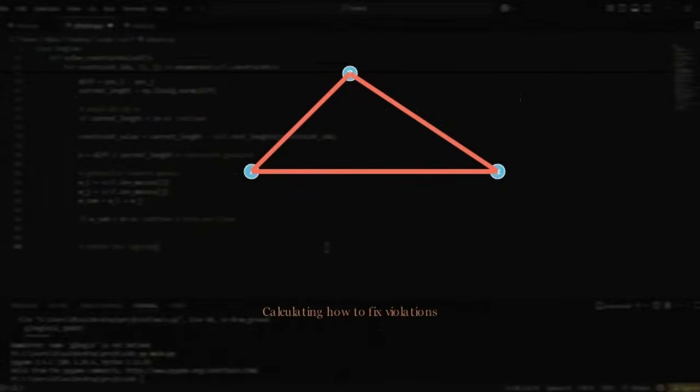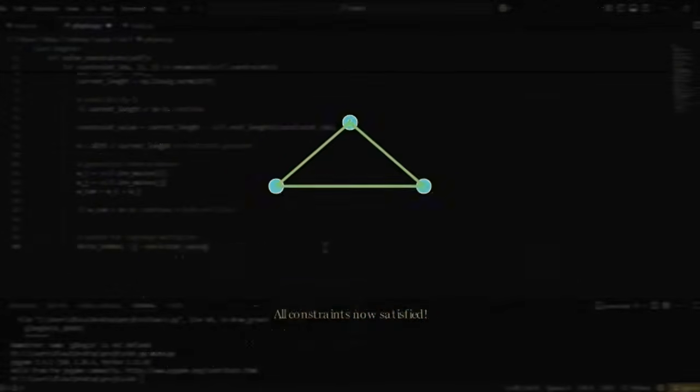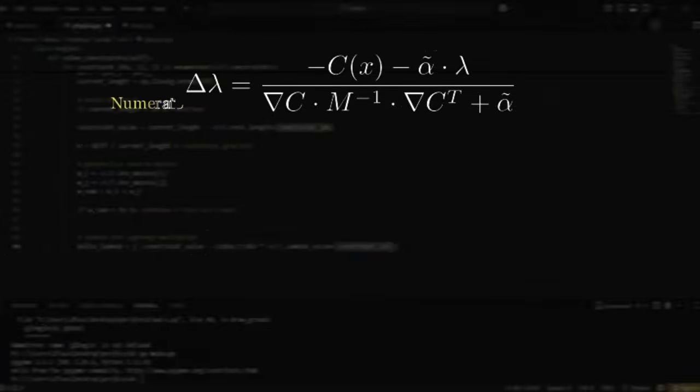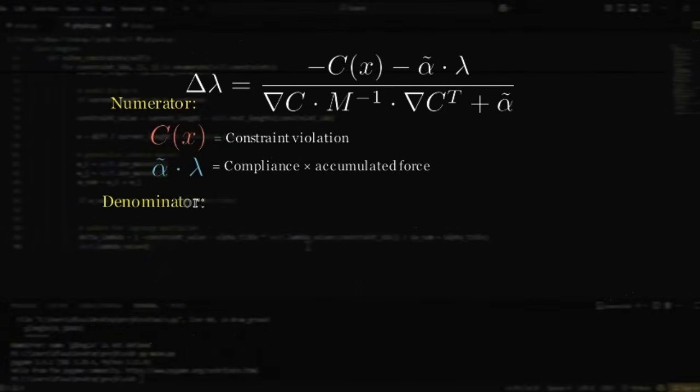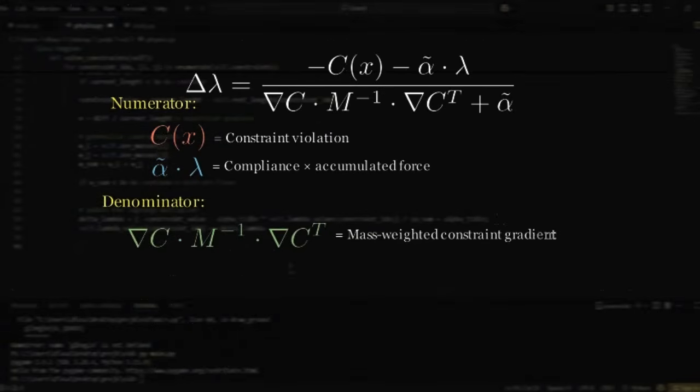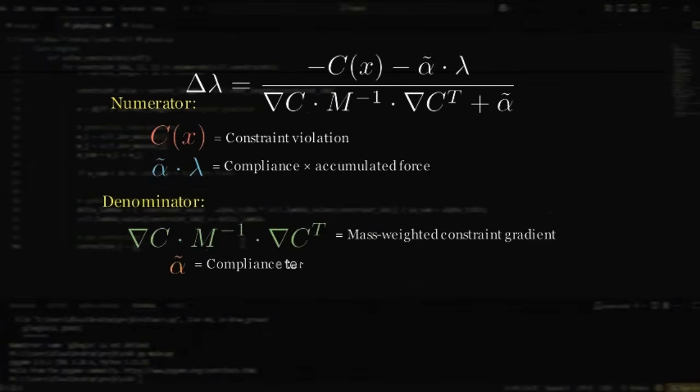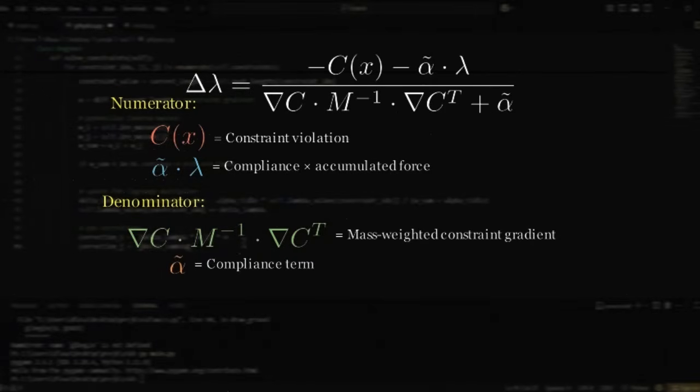For each constraint, we calculate how much it's being violated and apply corrections. To do this, we can use the formula for a single constraint present in the paper. Don't worry, I barely understand it too, but we can break it down into C of x, which will be our constraint violation, basically how far we are from the desired distance. Alpha tilde times lambda, which accounts for the compliance and accumulated constraint force. And the denominator, which includes both the mass-weighted constraint gradient and compliance. The position correction can then be solved as follows.